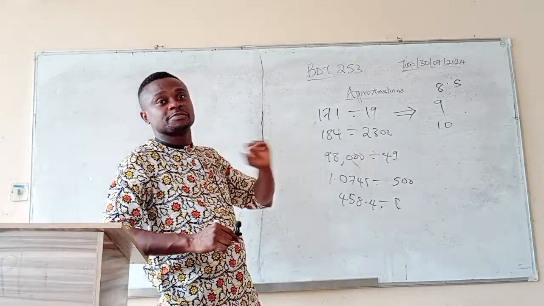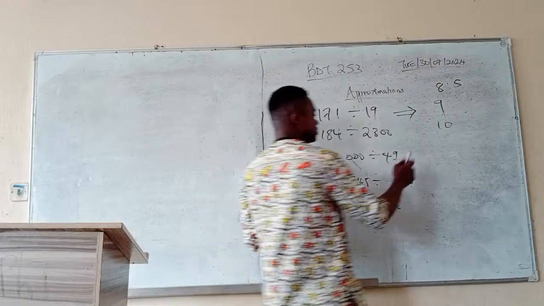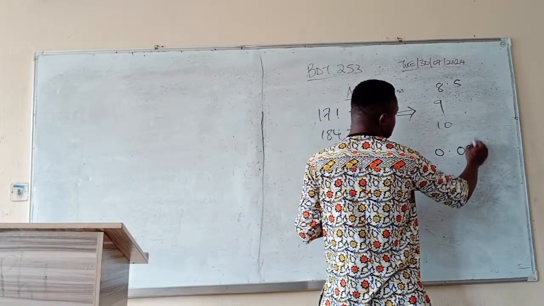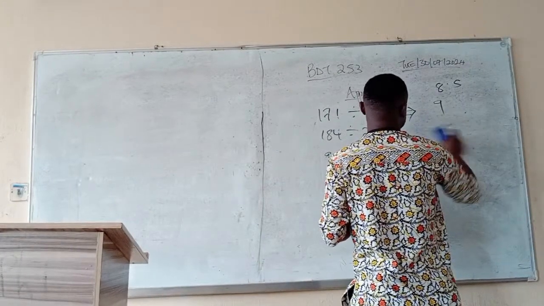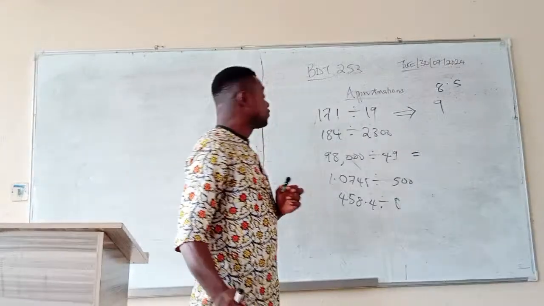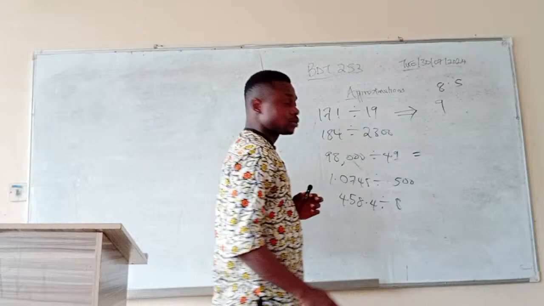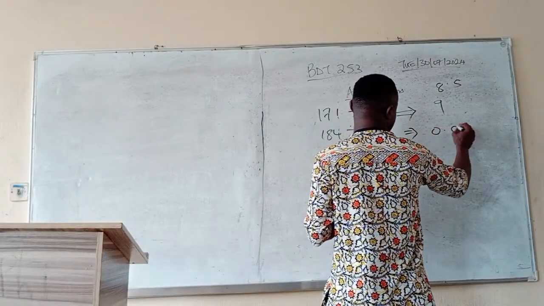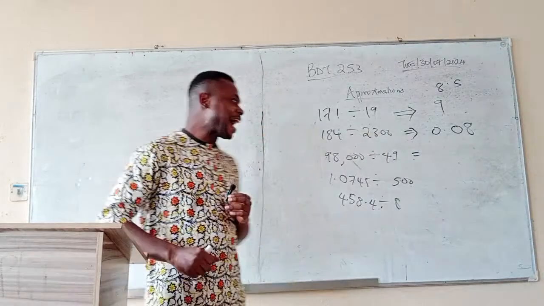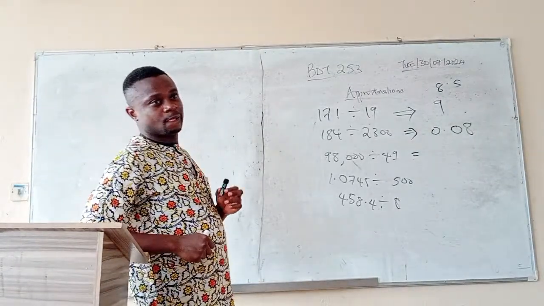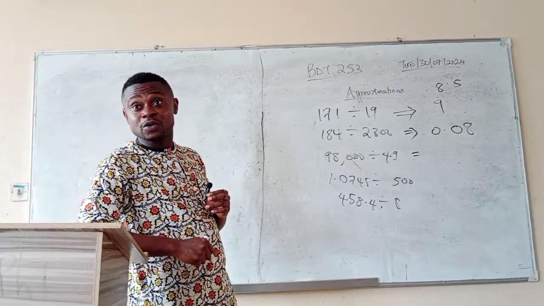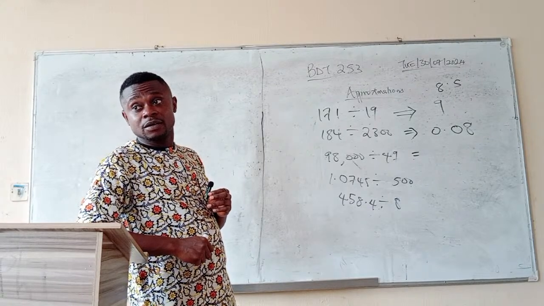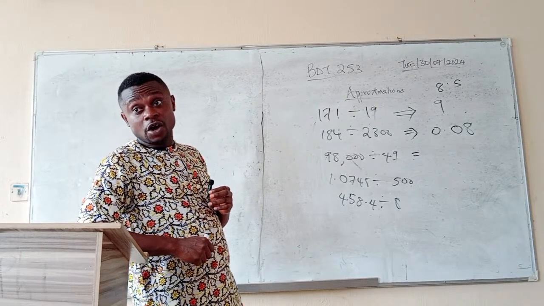Okay, let's start from the actual value. What's the actual value? 0.08 dot. 184 divided by 2003 will give you 0.08 dot. Yes.